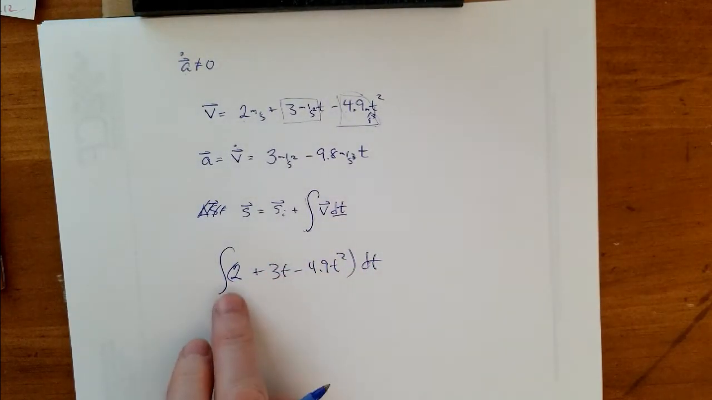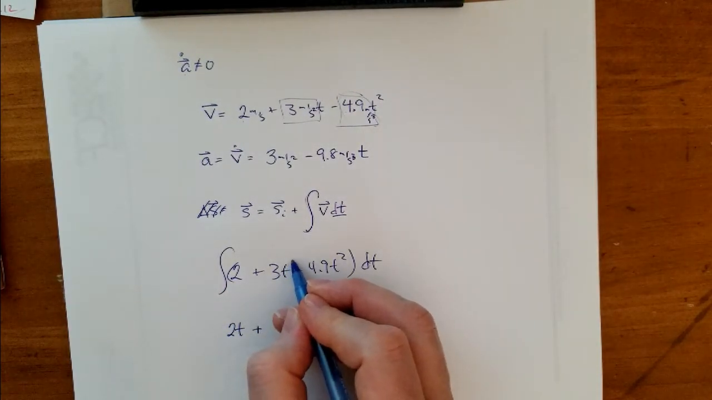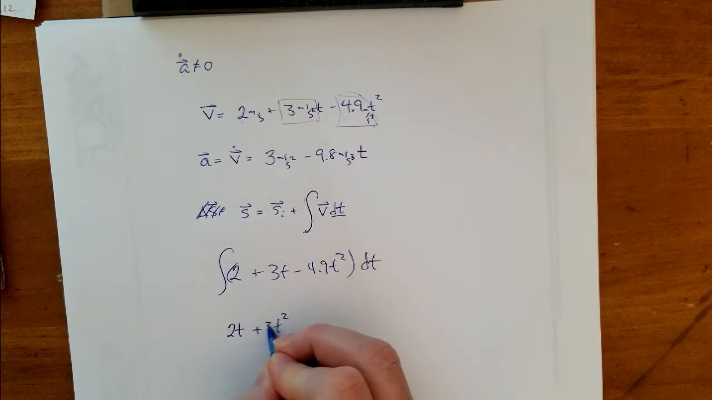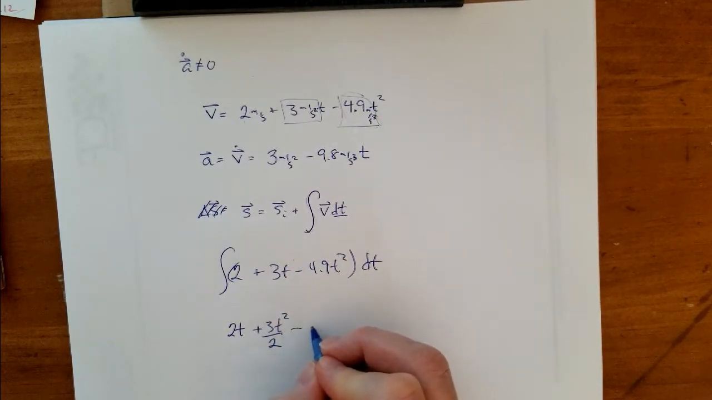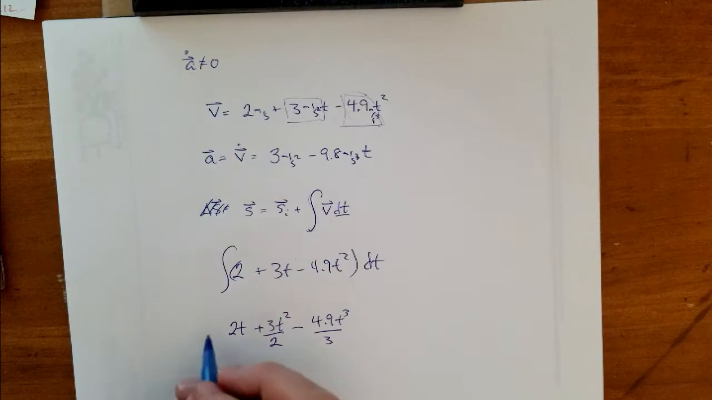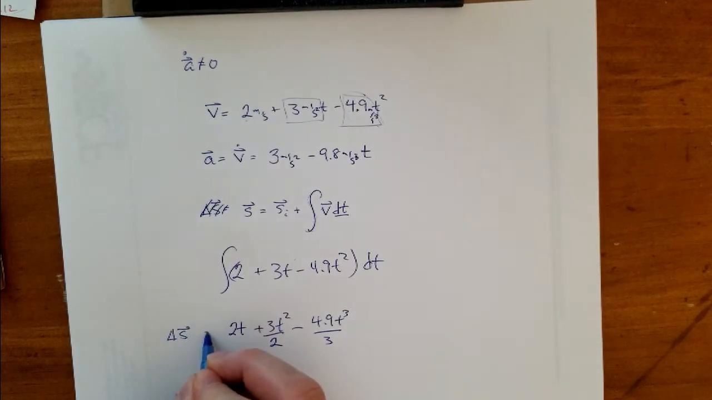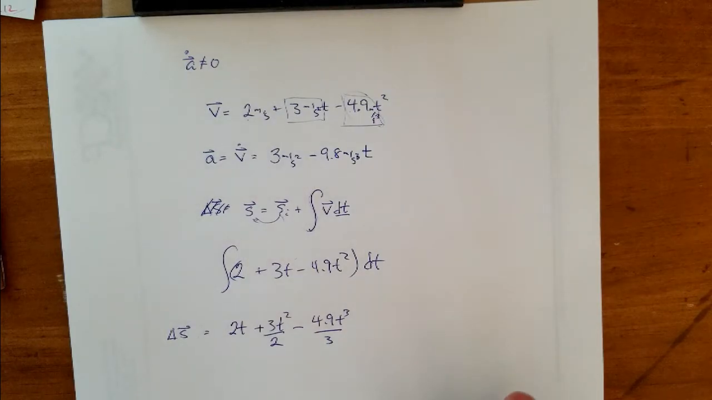So what do I need to do in order to get 2 as my derivative? Well, that would be 2t. Here, again, you add 1 to the exponent, so that's t squared, and then you divide by the new exponent. And so minus 4.9t cubed over 3. And so that would be this whole bit right here. And so that is my displacement is equal to that. If I brought this over, I'd have displacement. And then I'd have to give some boundary condition in order for you to have a formula for position. But it's as simple as that.